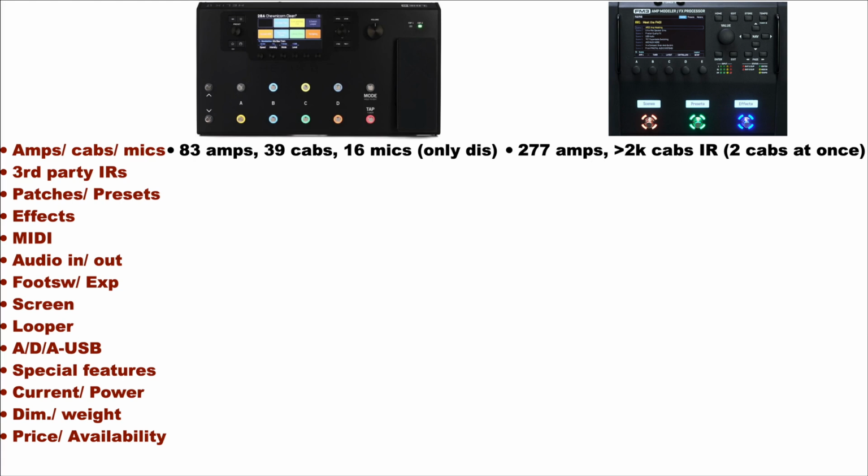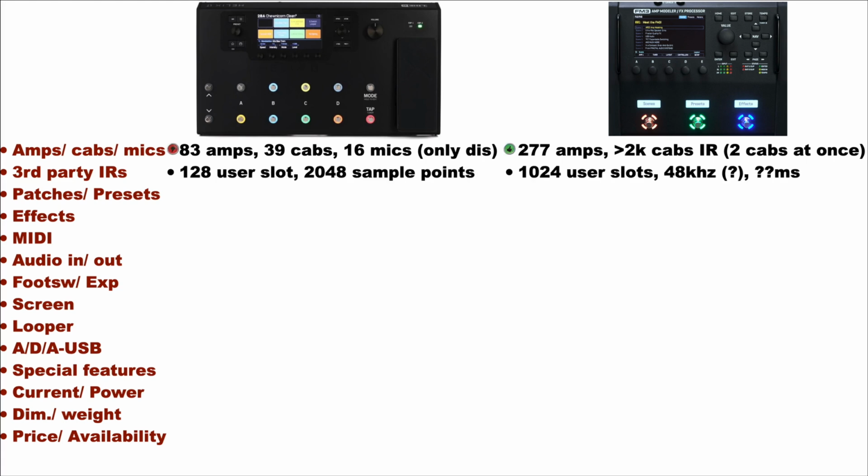The FM3 offers 277 amps, more than 2000 cab IRs with the possibility to have 2 cabs at once. Therefore, in my opinion, the FM3 offers way more amps and cabs. Both the units offer the possibility to load third-party IRs, and we have 128 user slots in the Helix and 1024 slots in the FM3.